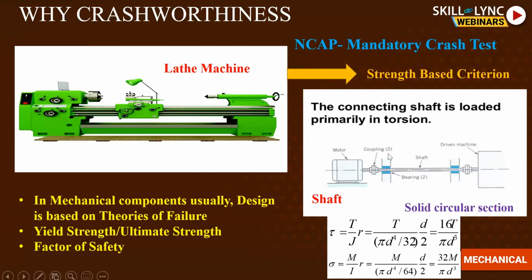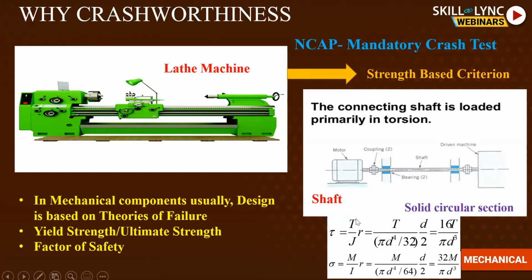Now, what does a shaft do? It is primarily loaded in torsion. It has to transmit the torque. We know it is transmitting power, so there is a torsion equation in play. In that torsion equation, we find out the value of shear stress and bending stress.